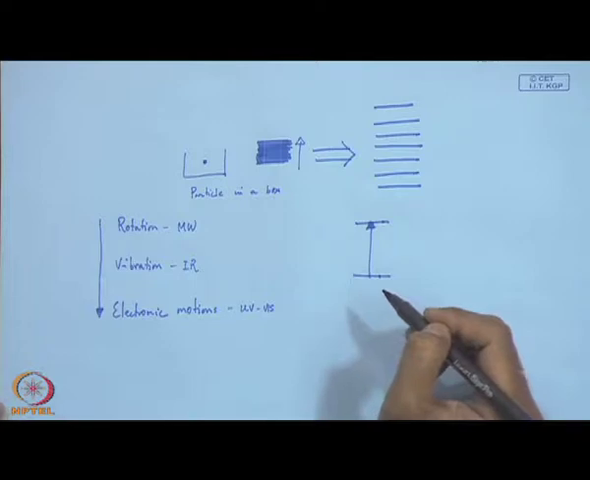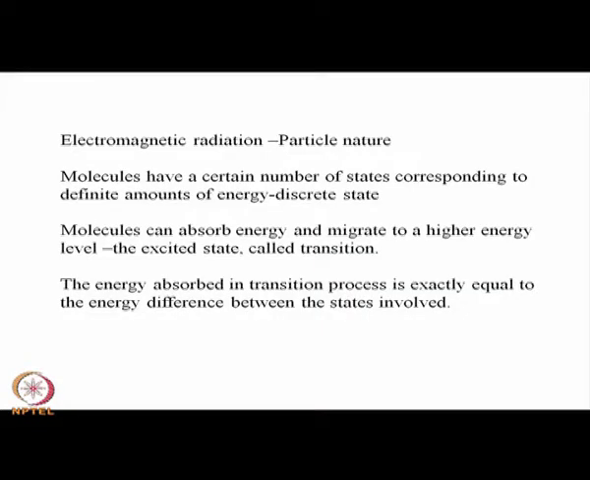Now, molecules can absorb energy and migrate to a higher energy level when Bohr's resonance condition is matched. Bohr's resonance condition means, if there is an initial state and a final state, with initial state energy and final state energy, you find the difference between these two. If that matches the radiation energy you are supplying, then there is a resonance condition, and the system will be excited from the lower to the upper state.